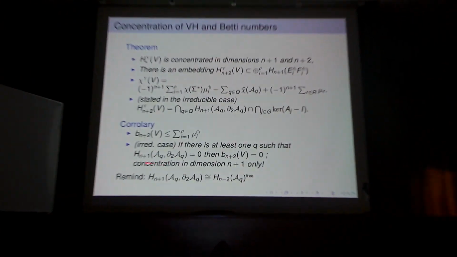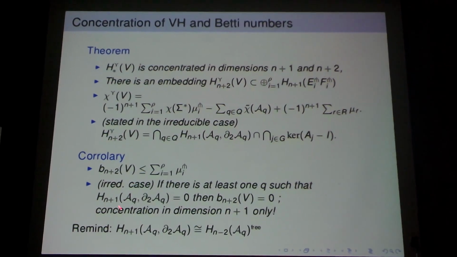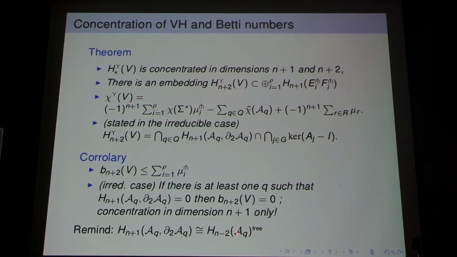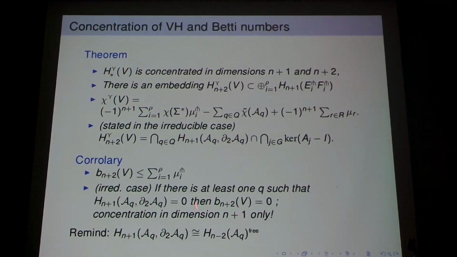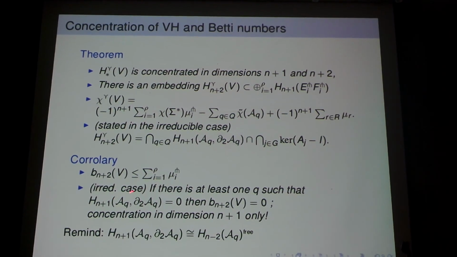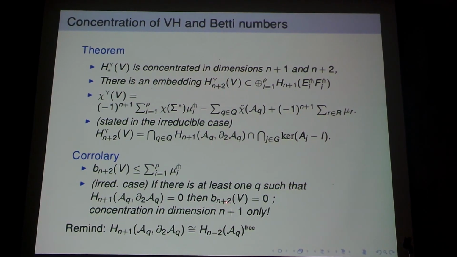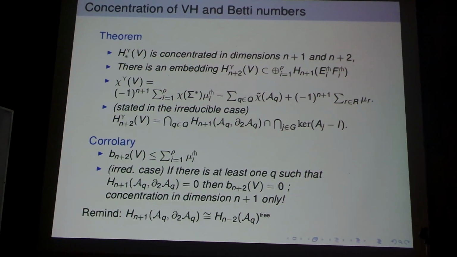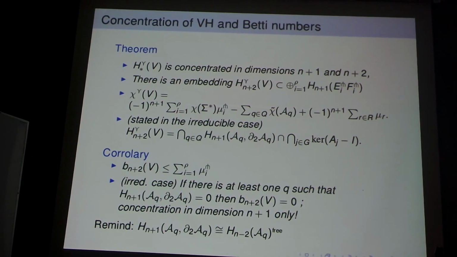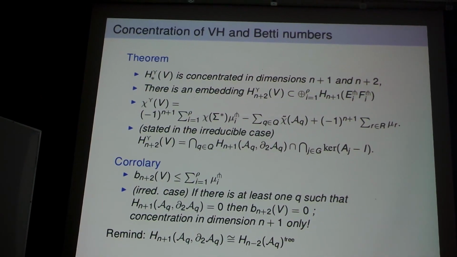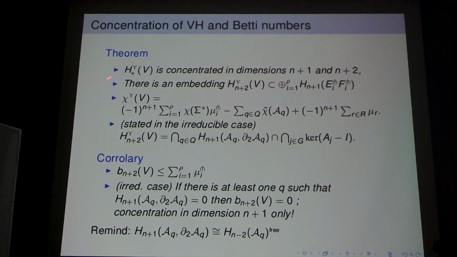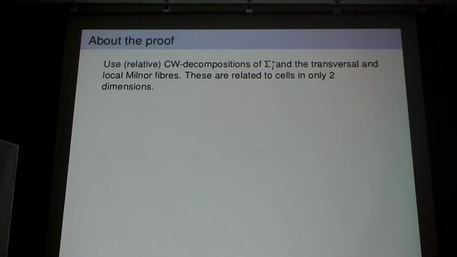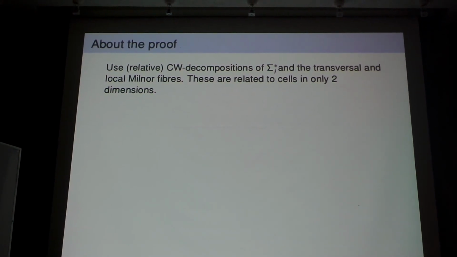It follows that as soon as there is one local singularity where this H_{n+1} is 0, and this means that the H_{n-2} of the Milnor fiber has no torsion, as soon as there is only one such point, then this vanishing embedding number in degree n+2 is already 0. So then you have higher concentration. So this only one point, which has this property, is enough to kill this vanishing homology.